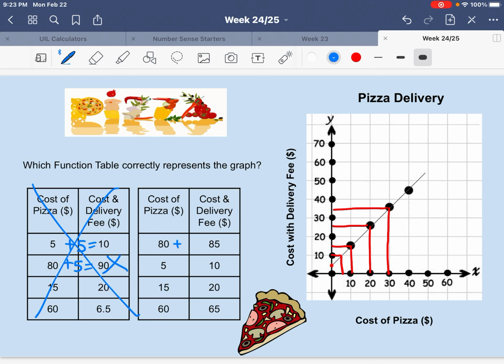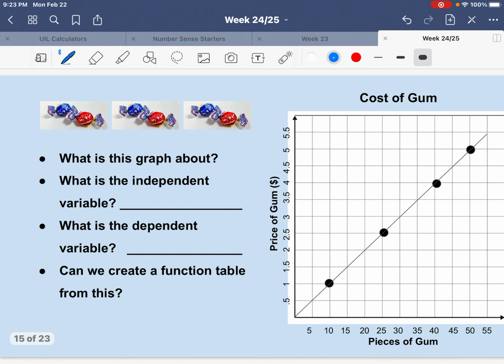This, however, is the correct table because 80 plus 5 is 85. 5 plus 5 equals 10. 15 plus 5 equals 20. 60 plus 5 equals 65. I don't really like this table because it goes out of order, but as I've told you many, many times, you can put whatever you want on the table as long as it follows the rule. Here, the rule is plus 5. Okay? And that takes care of that.